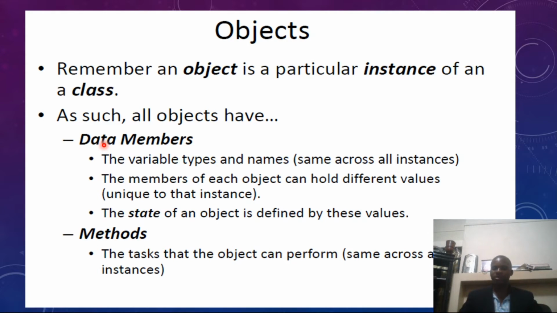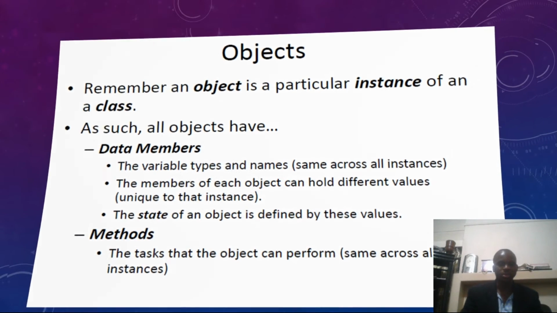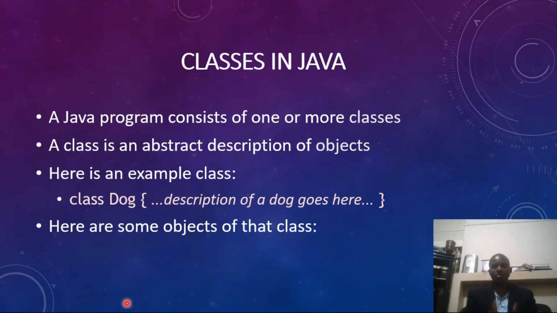And then here in methods, these are the behaviors or the tasks that an object can perform, okay? If we take the example of a dog that can bark, we can have a method where a dog can bark, all right? You are going to see all these things, guys, when you are doing practicals, right? So here I'm moving on to the next slide. Here we are going to talk about classes in Java.